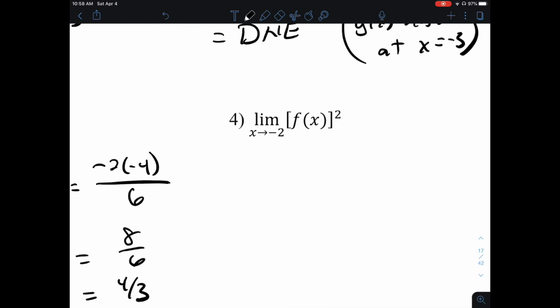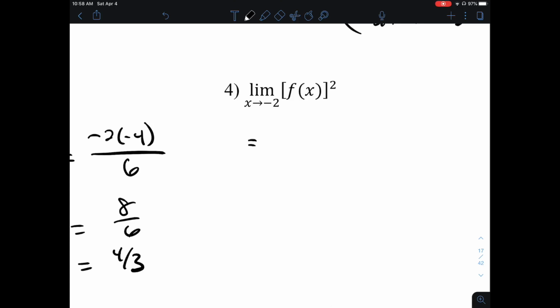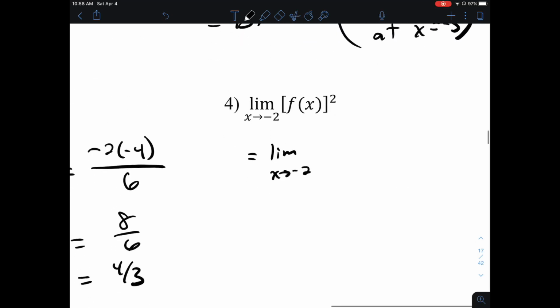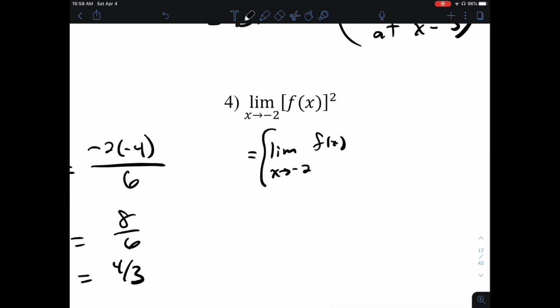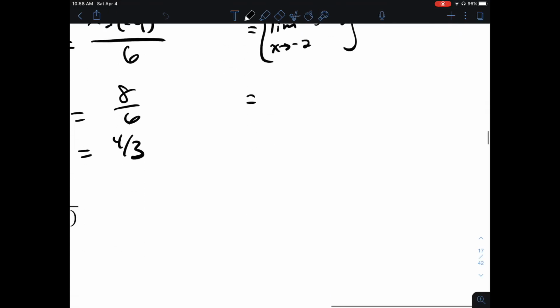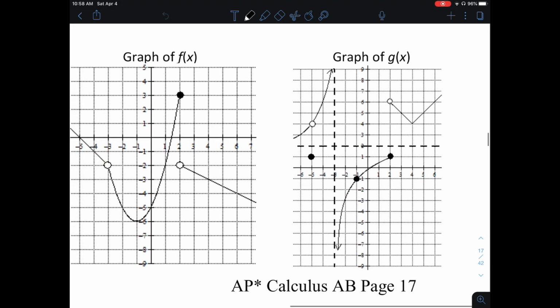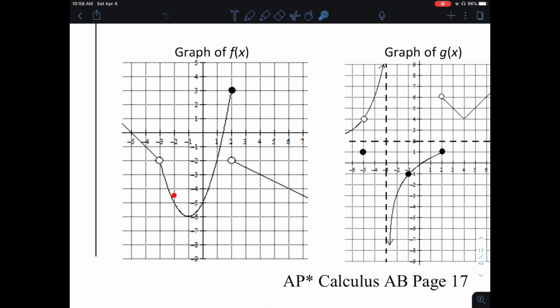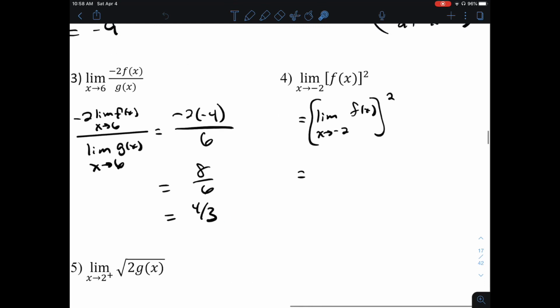Number 4. We could write this as the limit as x approaches -2 of f of x. And then when we find that, we can just square the answer. So if we look at our graph down here, as x approaches -2 from both sides, looks like y is approaching -5. And we square that, and we're going to get 25.